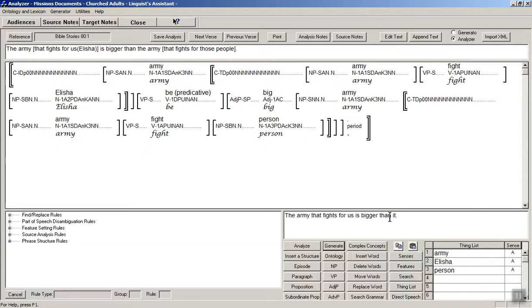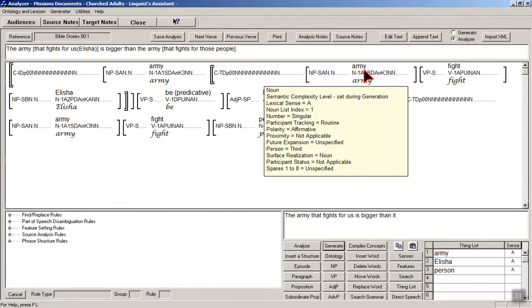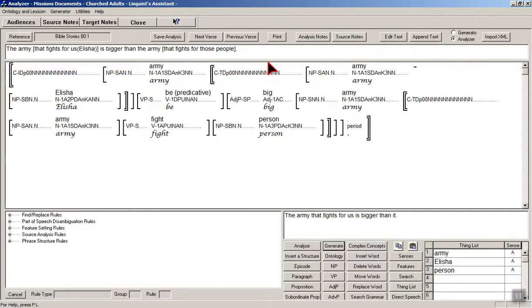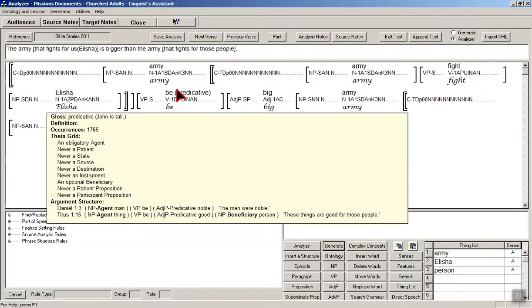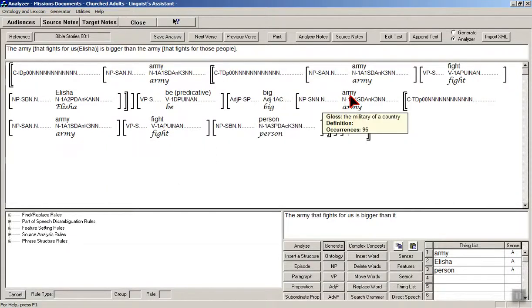So why would it do that? Well, we had another instance of army in this verse, the army that fights for us. So the computer thinks that that second instance of army is the same thing, and so it's replacing it with it. So we have to tell the computer that this is a different instance of army. At the bottom right in the screen, you see what we call the thing list, and it shows there are 3 nouns in the sentence, army, Elisha, and person. So we have to tell it there's a fourth one, a second instance of army.